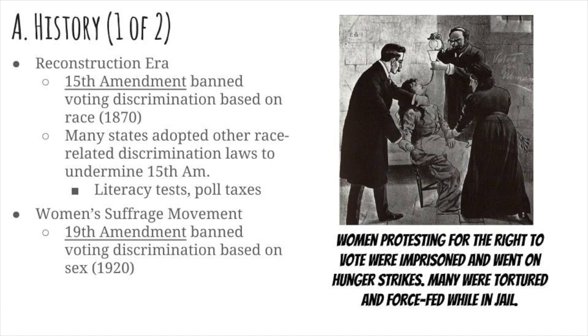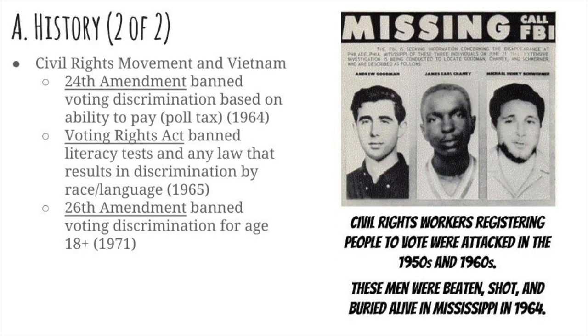The U.S. Congress passed the 19th Amendment and it was ratified by the states in 1920 that banned voter discrimination based on sex. We'll fast forward a little bit here to the civil rights movement and Vietnam in the 1960s. The 24th Amendment was an amendment to the Constitution that banned the use of poll taxes, which I mentioned earlier.